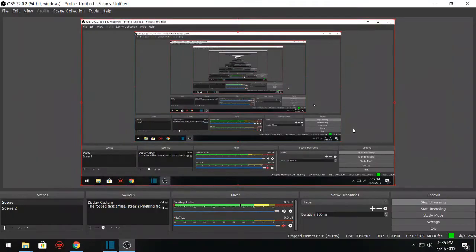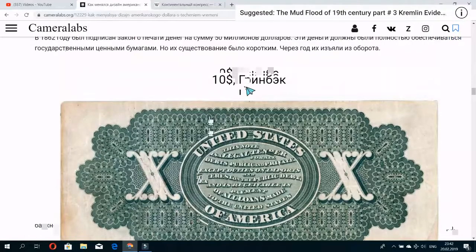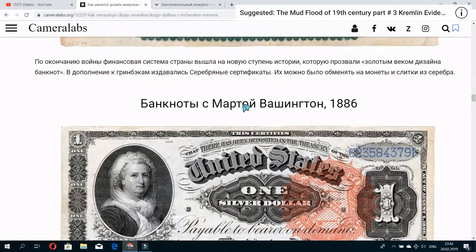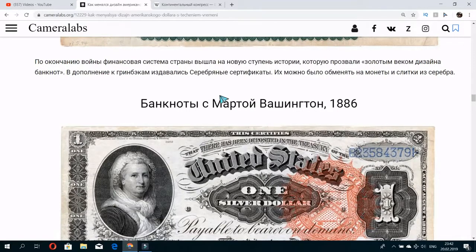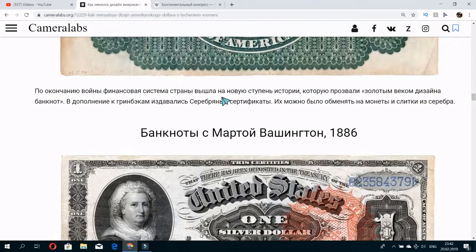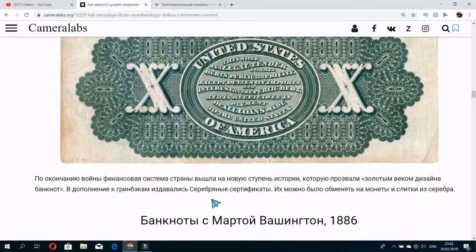And here we have the greenback. It's the greenback of $10. Also, at the end of the war, the financial system of the country came to a new step, which was the golden age of design of the banknotes. And in addition to the greenback, they gave the silver certificates. They were available for change in coins and little pieces of silver. How do you call them?